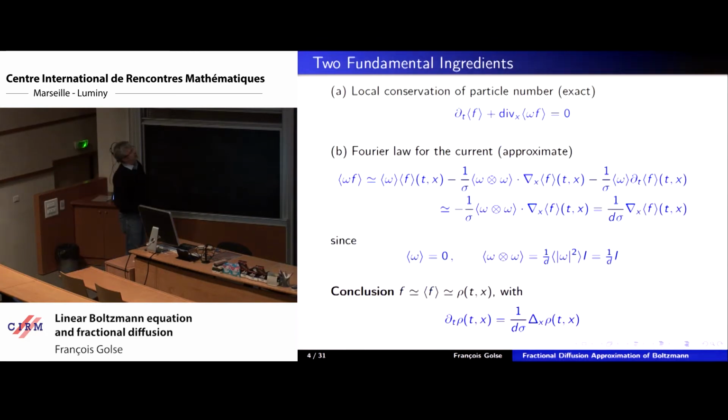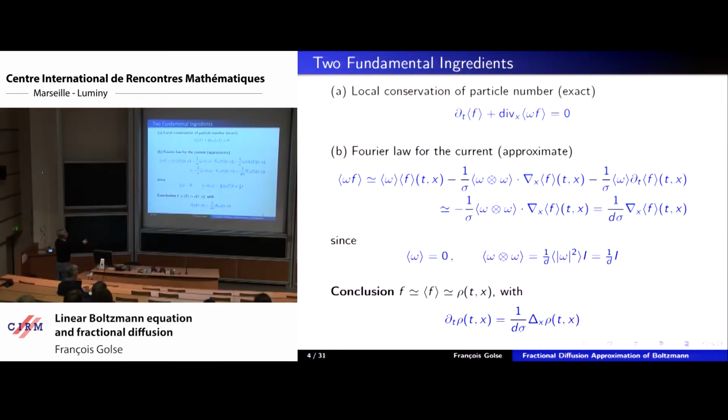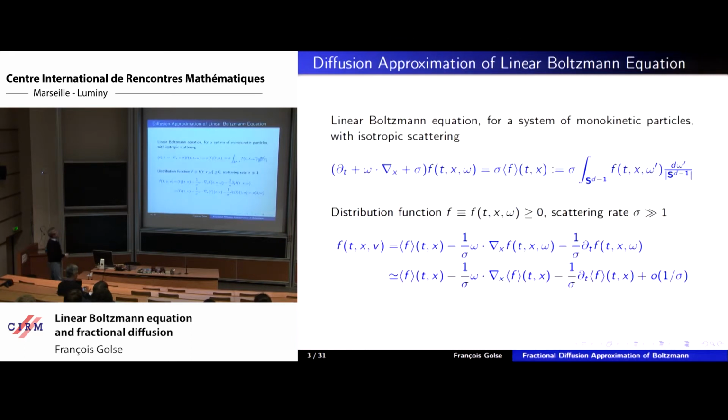Okay, and then from there, if you want to derive the diffusion equation, you use 2 fundamental ingredients. First, the local conservation of particle number, which is an exact identity: d by dt of the average of f in omega, plus the divergence of the average of omega f, the flux, is identically equal to 0. This you see by returning to the equation here and averaging both sides of this equation in omega, right? And this you get immediately, this relation.